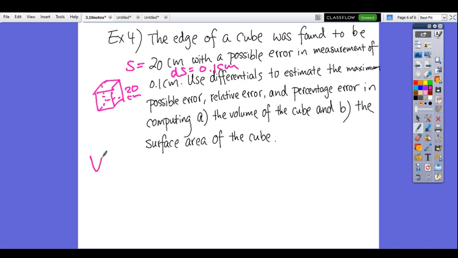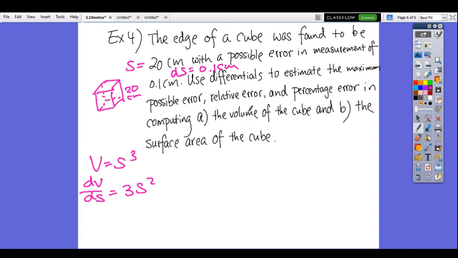The way to find the volume of a cube, we always consider V equals s cubed. So take the derivative. This one is dV over ds, which equals 3s squared. We just want to take the derivative with respect to s. Be careful with this: it's not a related rate problem. There's no time involved, okay? It's just a differential.